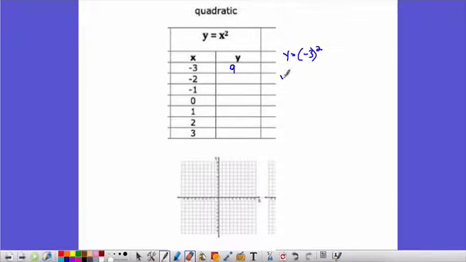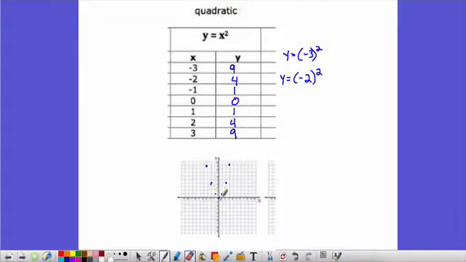And the same thing happens here. When I take -2 and plug it in and square it, I end up with a +4. -1 squared is +1, 0 squared is 0, 1 squared is 1, 2 squared is 4, and 3 squared is 9. Now I can plot all these points here. I have a point at 0, 0. I have a point at 1, 1. I have a point at 2, 4. It's really small for me to see here. Okay, there we go. So what does this look like?